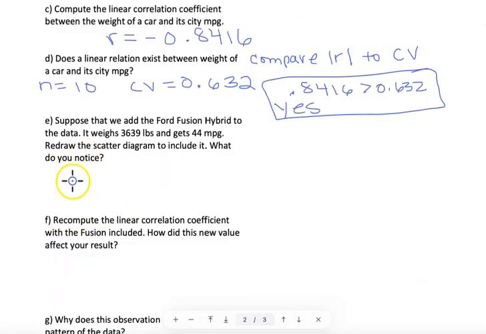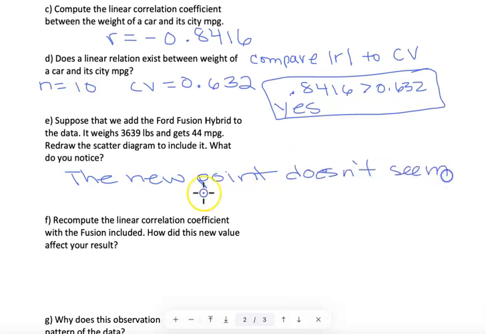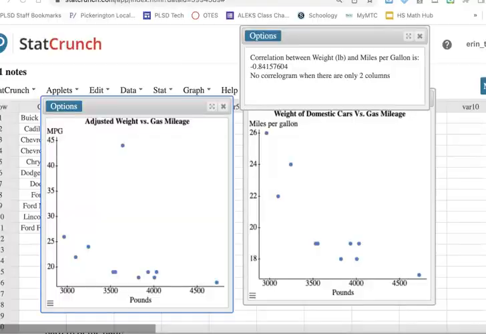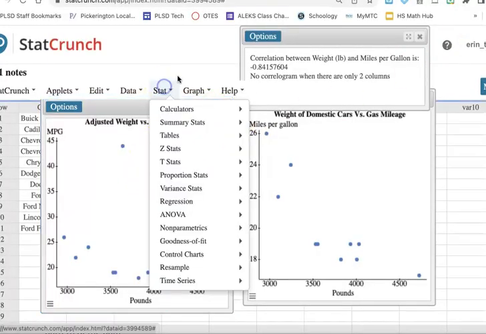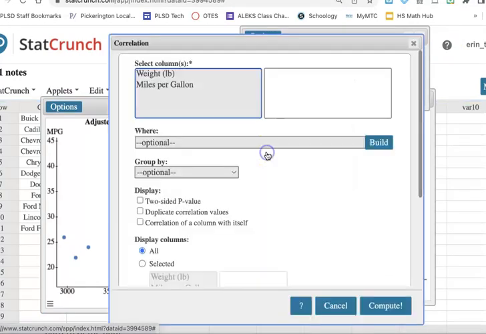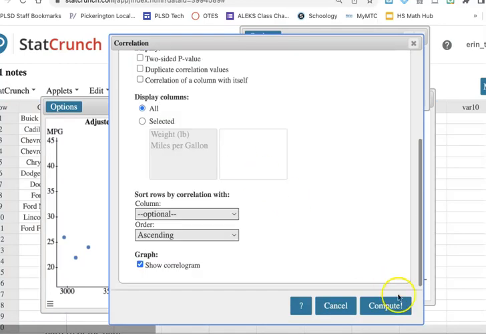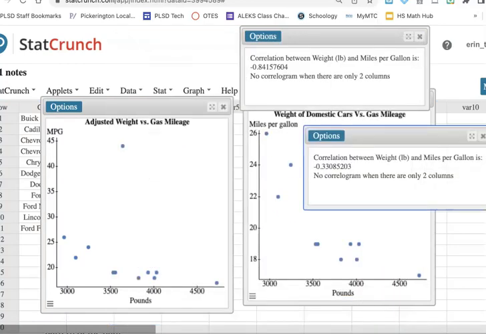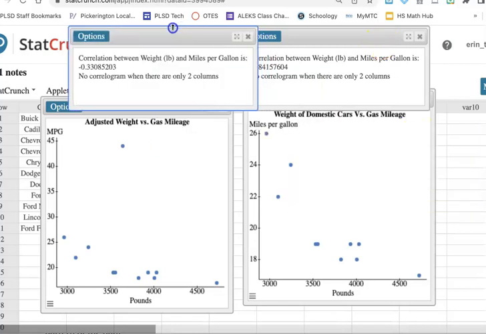So what am I going to say? The new point doesn't seem to fit the trend. Recompute the linear correlation coefficient. How did this new value affect your result? So again, I'm going to go back. I'm going to go Stat, Summary Stats, Correlation, select both of those. None of this stuff is needed. I can click compute. Look at the huge difference here.